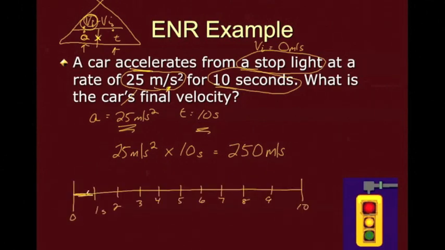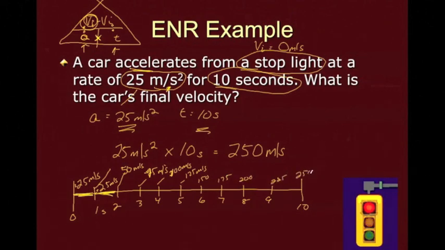From the stoplight, that car in the first second accelerates at 25 meters per second. So after 1 second, it's traveling 25 meters per second. During the second second, it accelerates at the same rate, so a positive 25 meters per second. So after 2 seconds, it's going 50 meters per second. Then it's going to go 75 meters per second. 4 seconds, 100 meters per second. 125 meters per second, 150, 175, 200, 225, 250 meters per second. So every second, this car is getting 25 meters per second faster. So that's how we calculate acceleration.